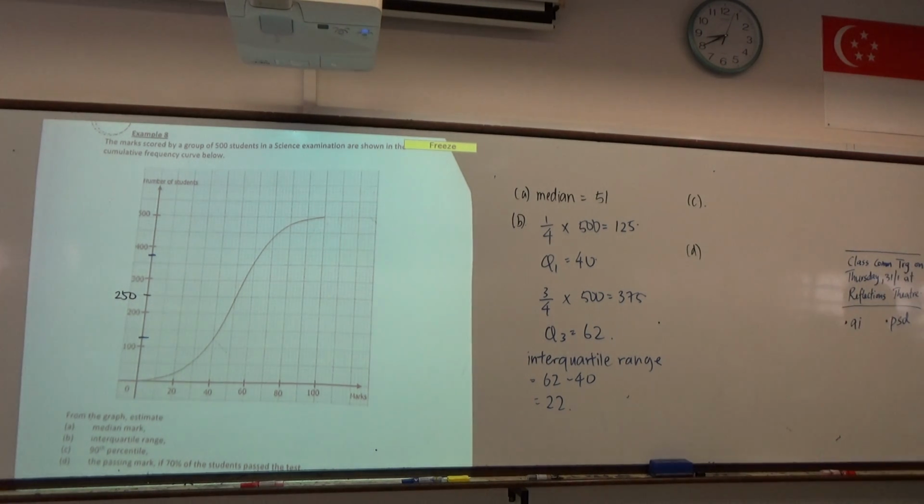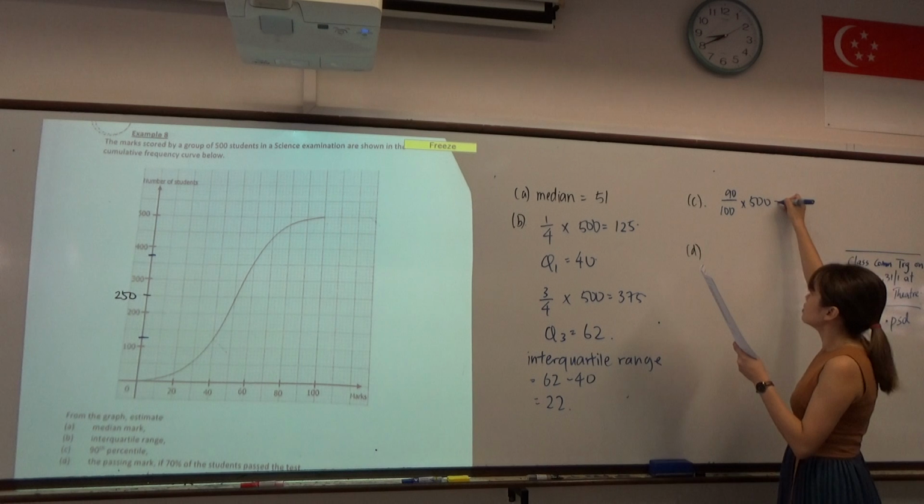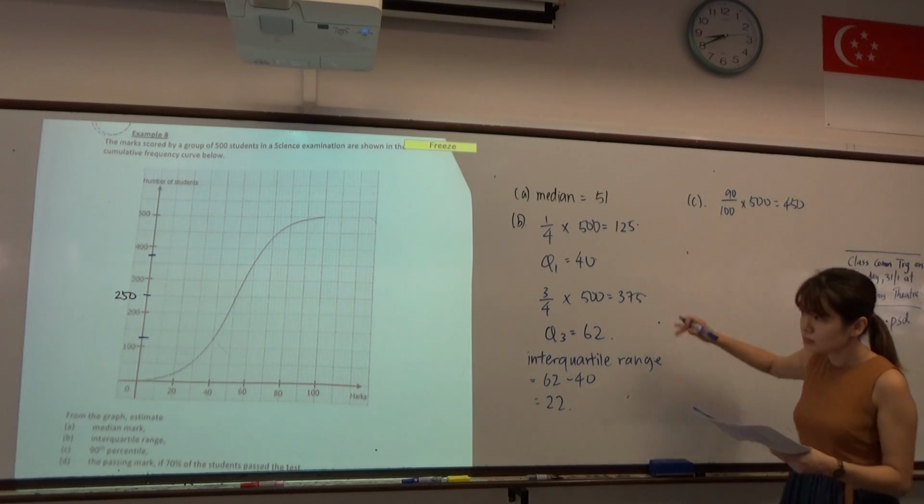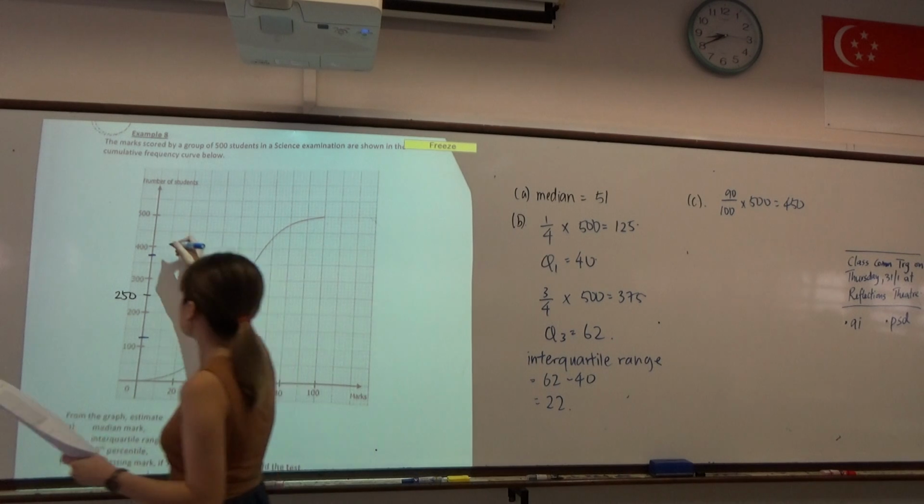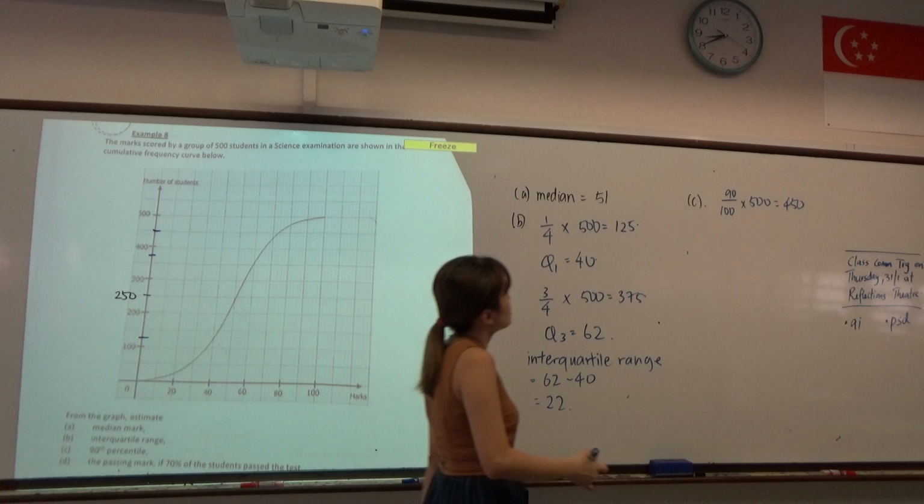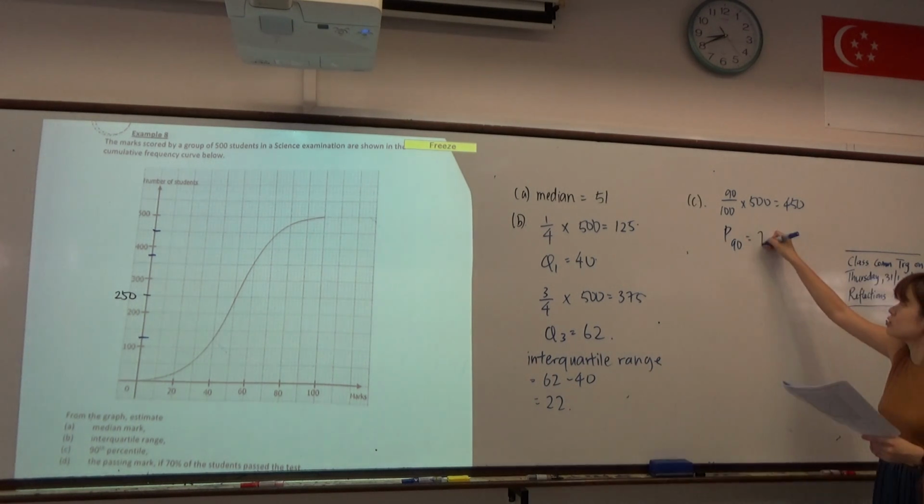Part C, we want to find the 90th percentile. So we locate where the 90th percentile is first, which is at 450. So at 450, that will be here. What is P90 going to be? It will be 73.